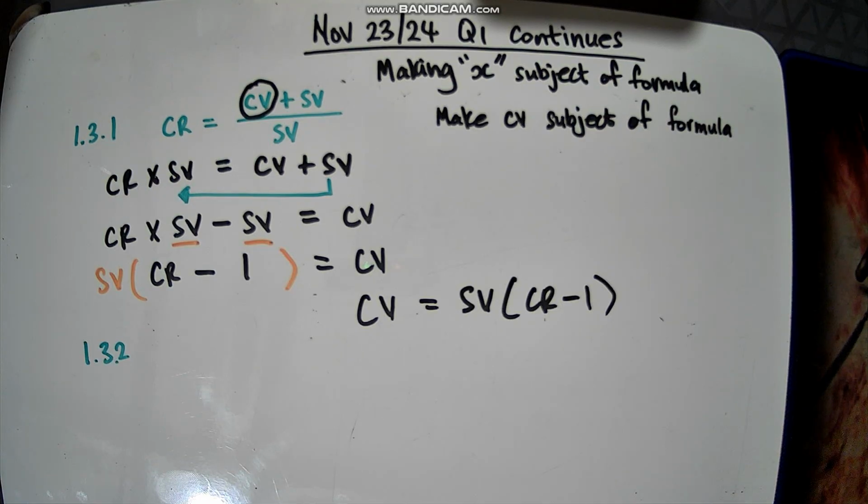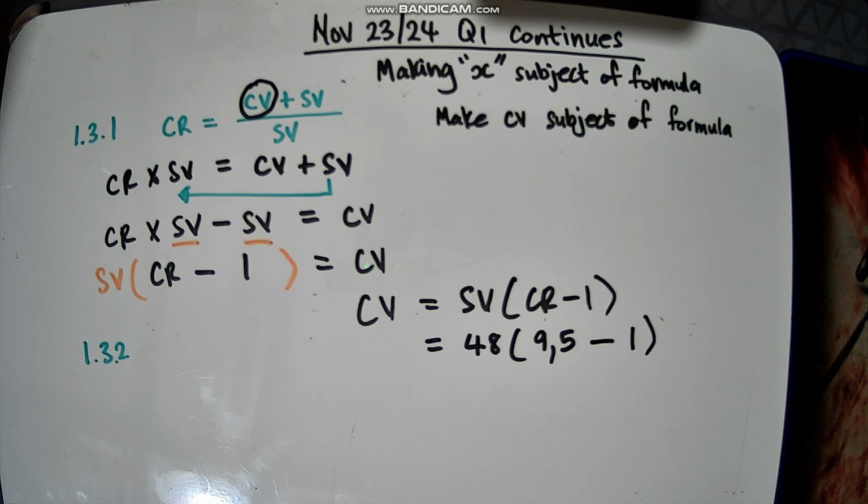132's question reads, hence calculate the numerical value of CV if SV is 48 centimeter cubed and the compression ratio is 9,5 is to 1. So SV is 48. The compression ratio is 9,5.